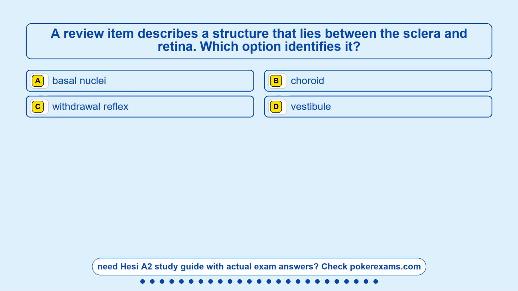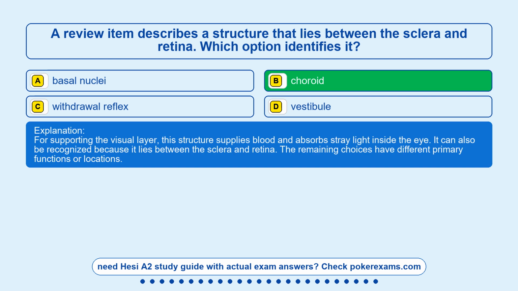Question 23. A review item describes a structure that lies between the sclera and retina. Which option identifies it? Option A, basal nuclei. Option B, choroid. Option C, withdrawal reflex. Option D, vestibule. The correct answer is option B, choroid.